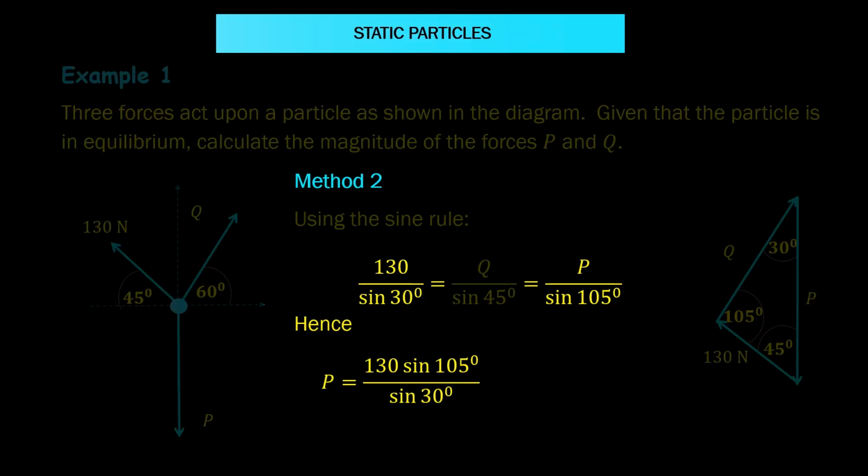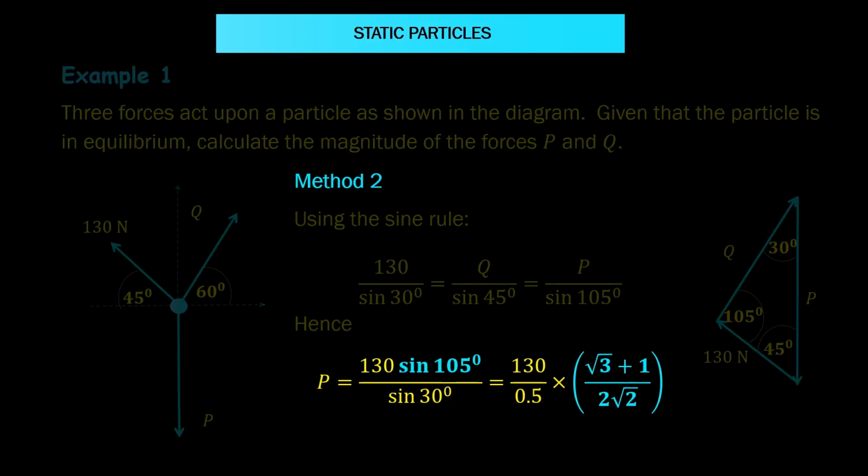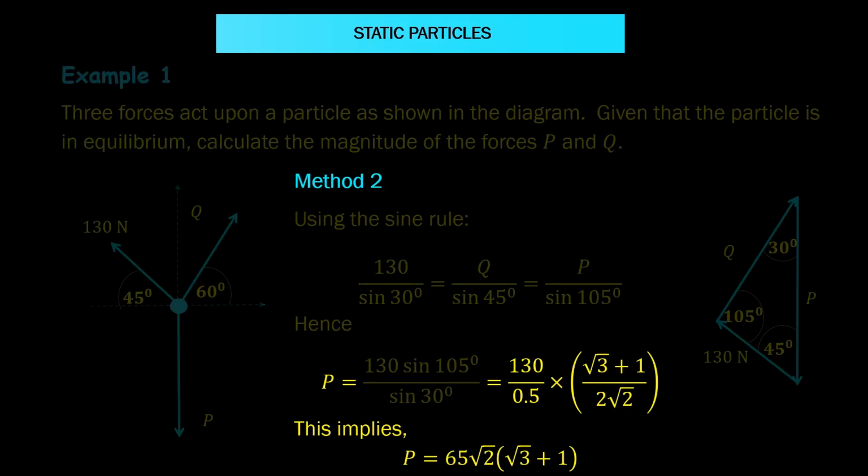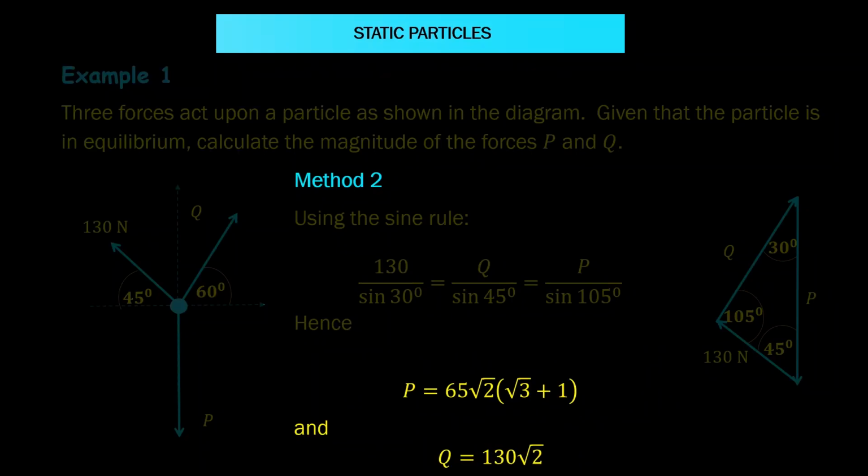We can similarly find the value of P. So rearranging 130 divided by sine 30 equals P over sine 105 gives us this expression for P. And we can plug in the value for sine 105 and the value for sine 30 and then tidy up to give us this value for P. So now we have our values for P and Q as shown.